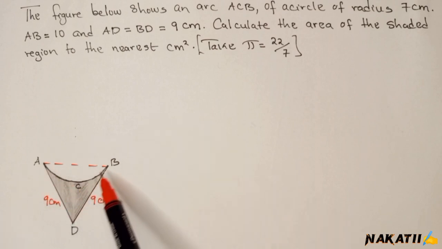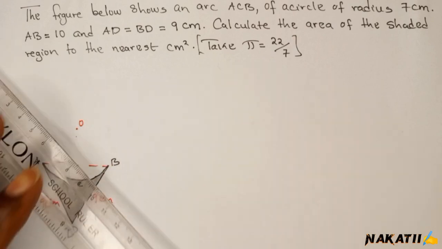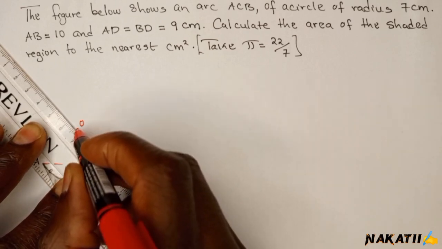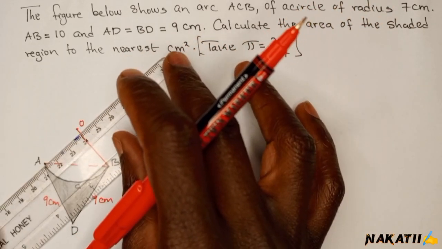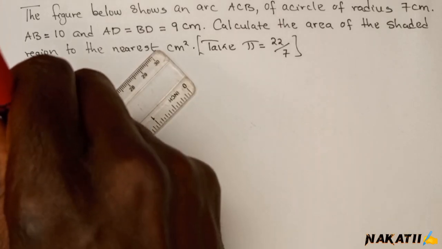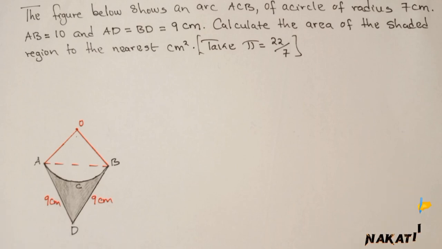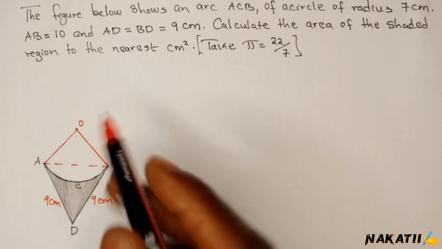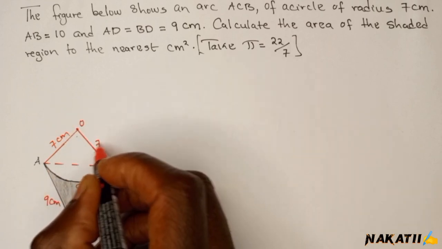This is the arc of the circle. Therefore, we can say let the center be here, which is center O. If we join the center with point B and A, we'll have something like this. Therefore, this is the radius of this circle. If you were to draw the whole of it, this is the 7 centimeters and this one here is 7 centimeters.